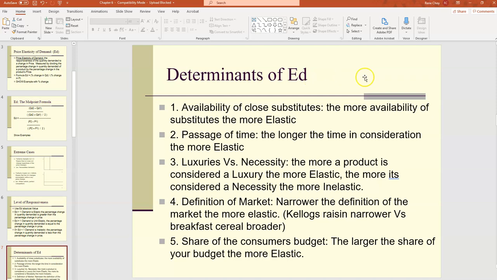Now, what are some of the determinants of elasticity? Well, one of the most important determinants is the availability of substitutes, other things that you could buy instead. So the more availability of substitutes, the more elastic a product becomes. The greater the passage of time, the more elastic the product becomes. Then there is whether you think of a product as a luxury versus a necessity. If you think of something as more of a luxury, then it's more elastic. And if you think of something as more of a necessity, then you think of it as more inelastic.